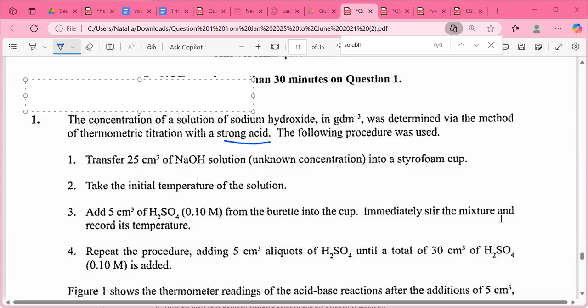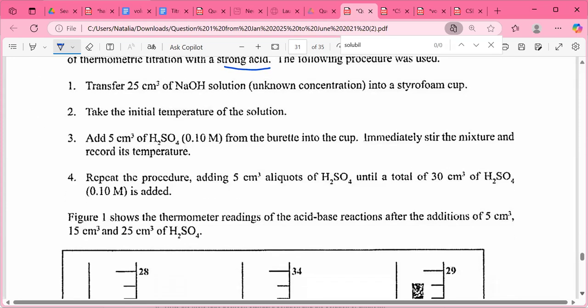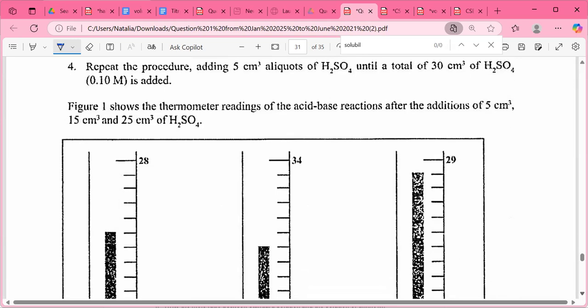Immediately stir the mixture and record its temperature. Repeat the procedure, adding 5 centimeters cube of aqueous H2SO4 until a total of 30 centimeters cube of H2SO4, 0.1 mole per dm cube or 0.1 molar, is added. Figure 1 shows the thermometer reading for the acid-base titration after the addition of 5 centimeters cube of the solutions.